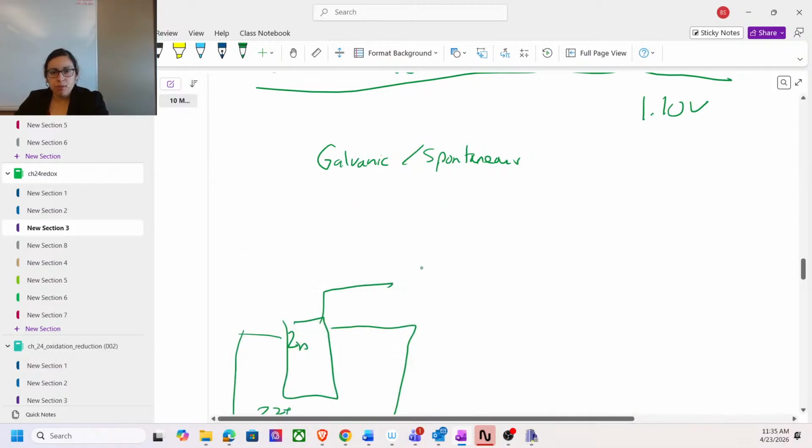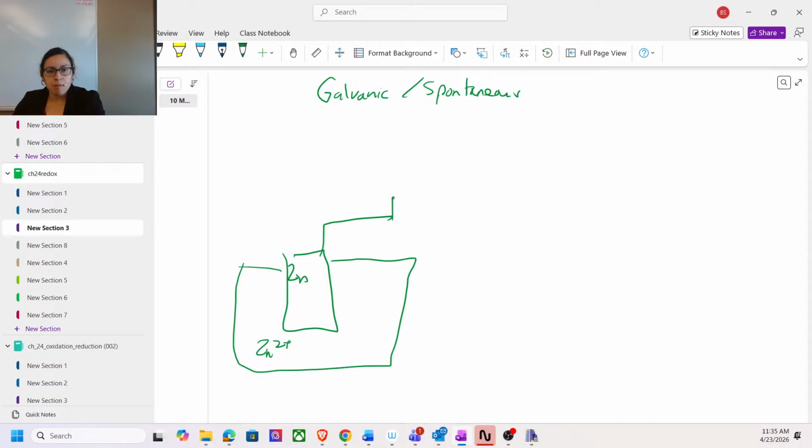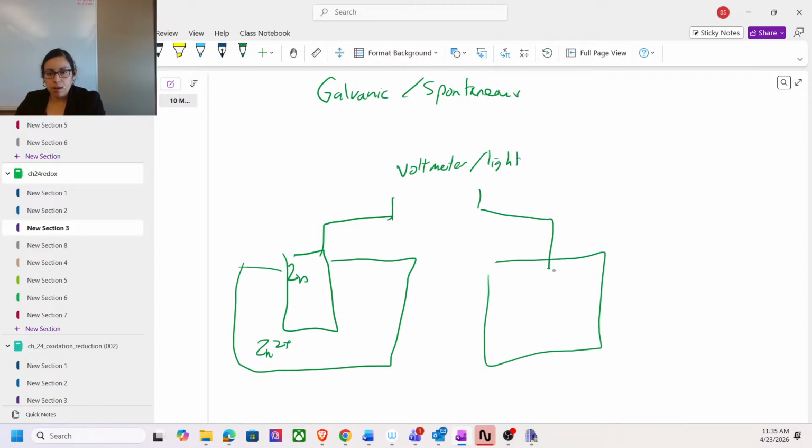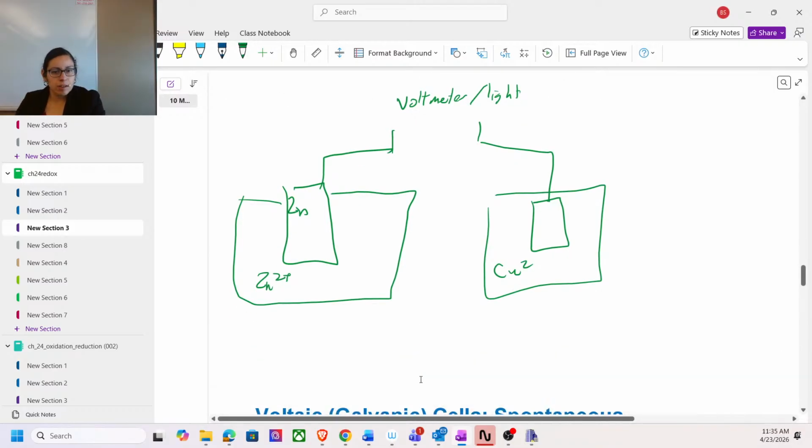So I'm going to hook it up to a voltmeter. I wasn't fancy enough this morning to grab one, because you could technically hook it up to a light source. But I'll put it into our voltmeter so we could measure it across. And then this will go into another beaker, copper 2 plus solution. And so then let's look at our, again, by convention.